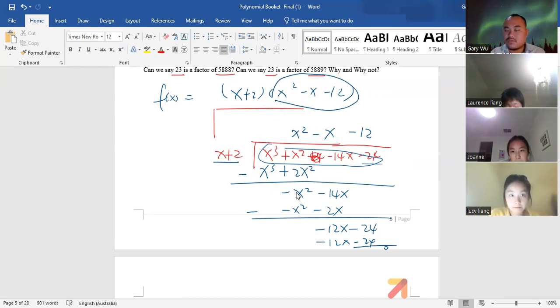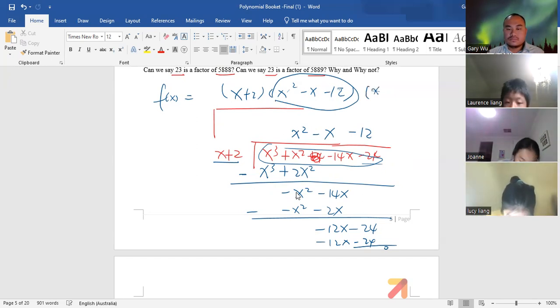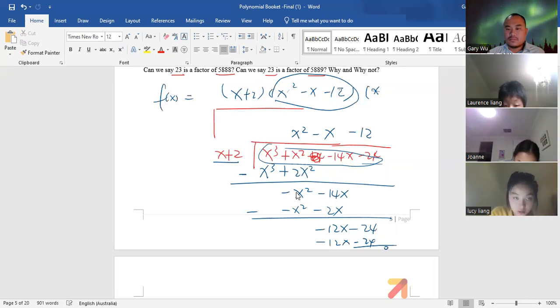Lawrence, let's continue. Can we further factorize this one? It will be x plus 2 times a bracket, times x minus 1/2. Oh no, that's called complete the square. We're not completing the square. We're factorizing.